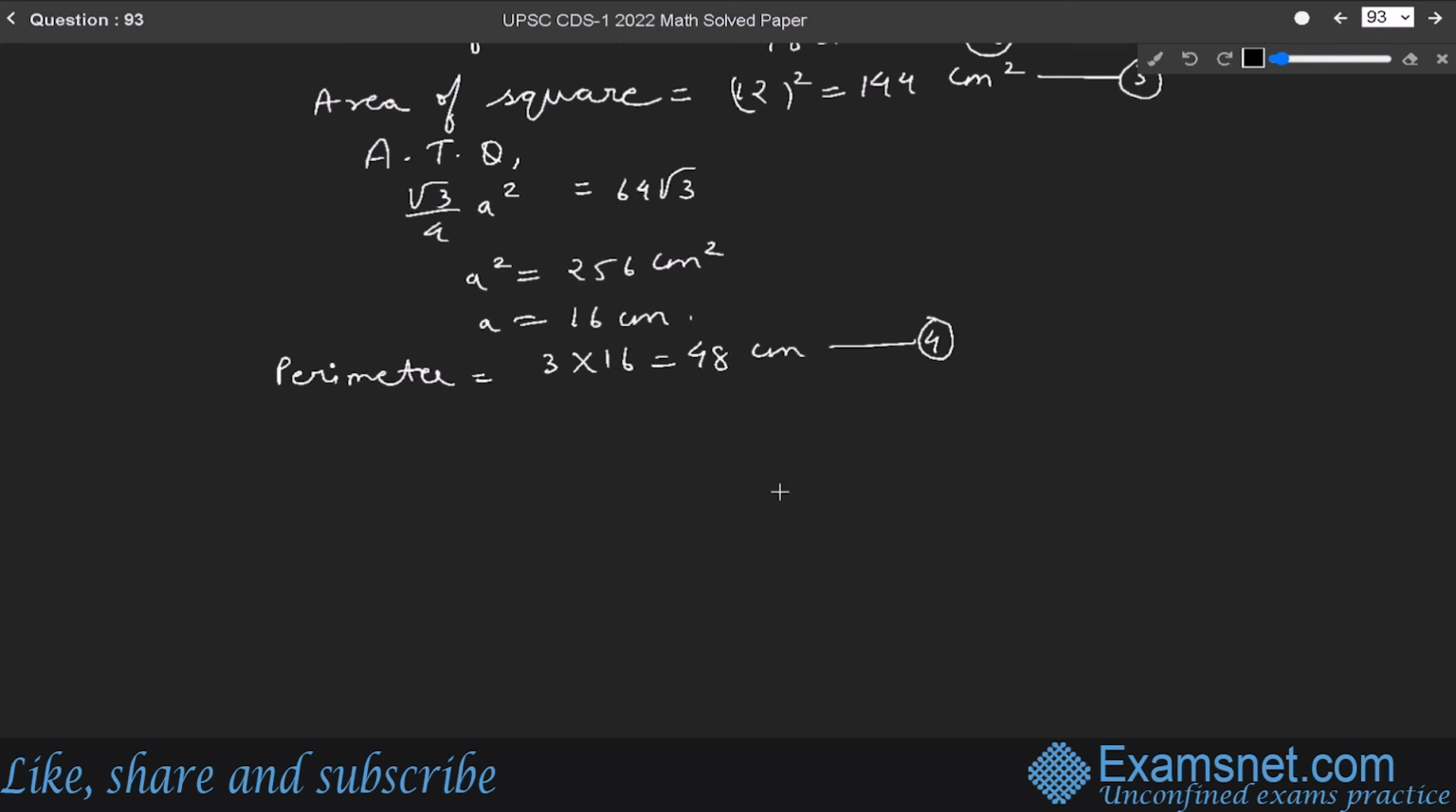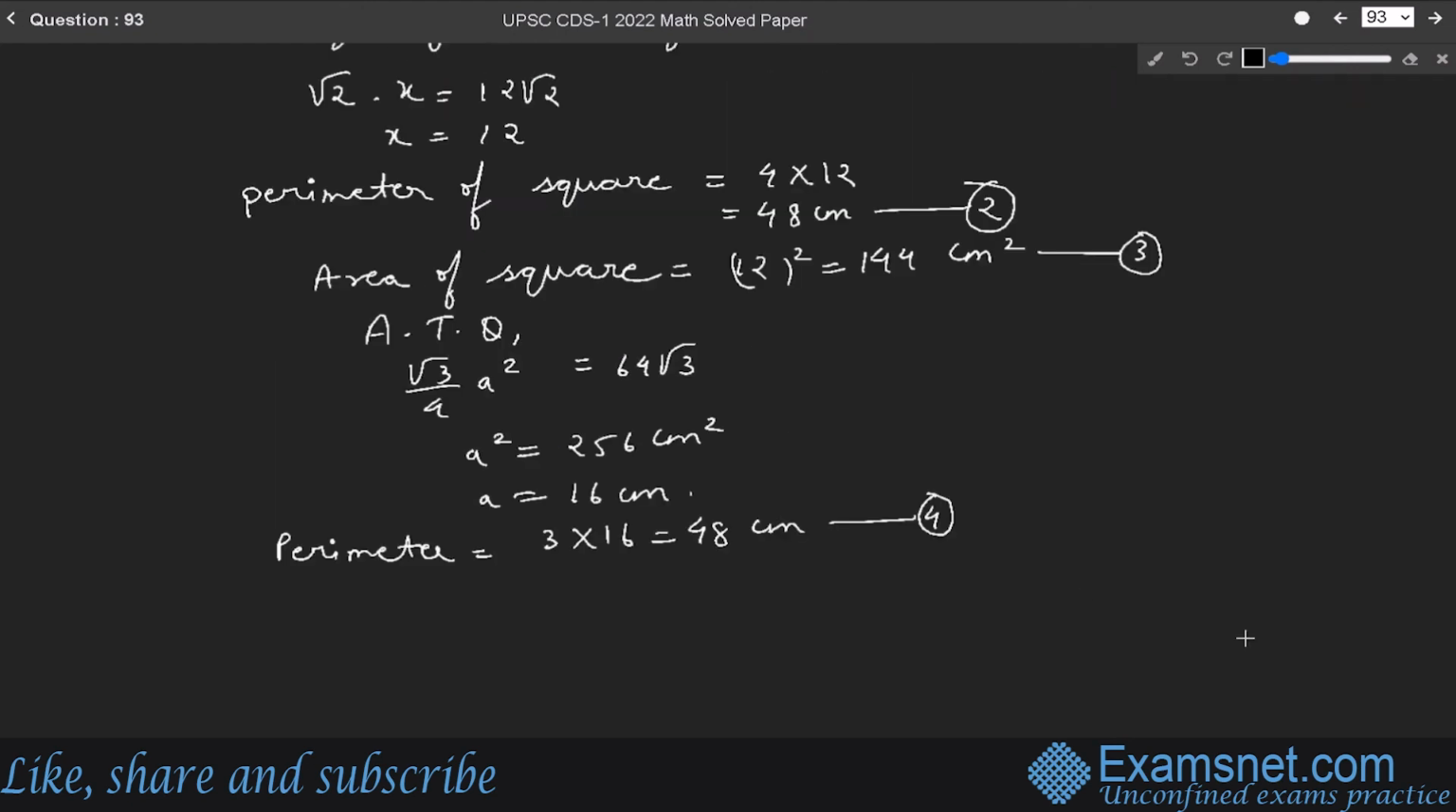Now from equation 2nd and equation 4th, we get perimeter of square is equal to perimeter of equilateral triangle. You can see equation 2nd and 4th both are equal. This is also 48 and this is also 48. So we can say that perimeter of square is equal to perimeter of equilateral triangle. So statement 1 is absolutely correct.